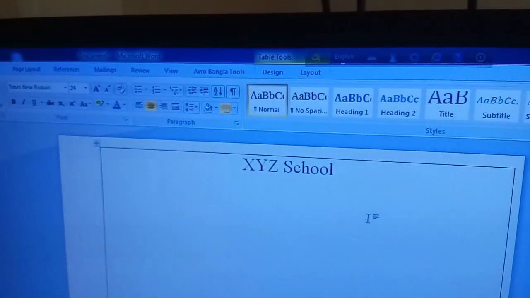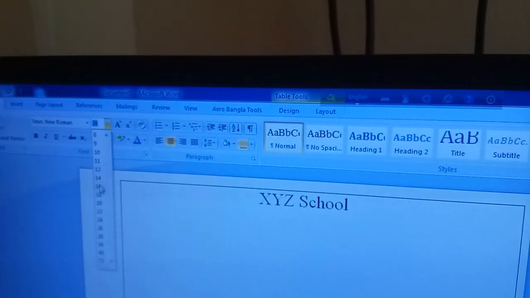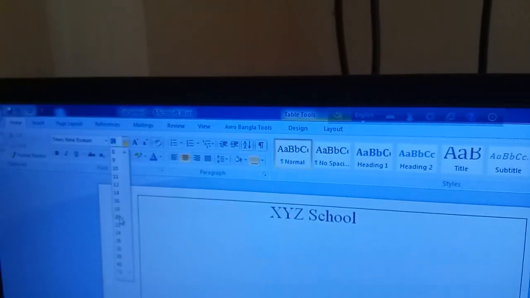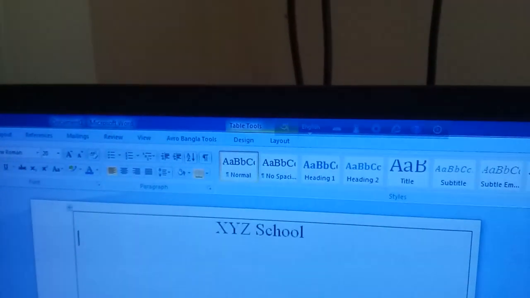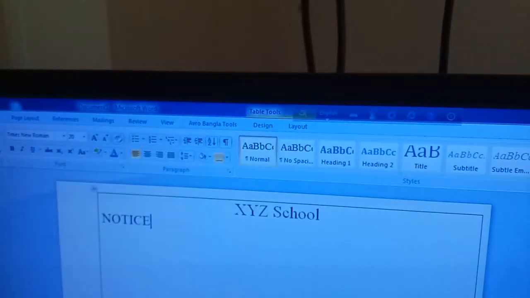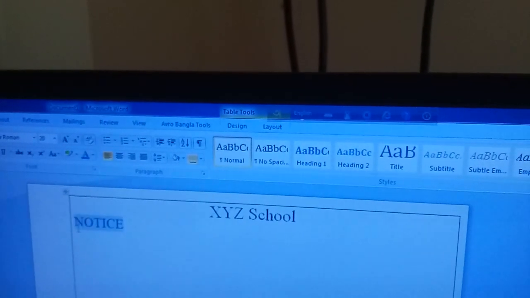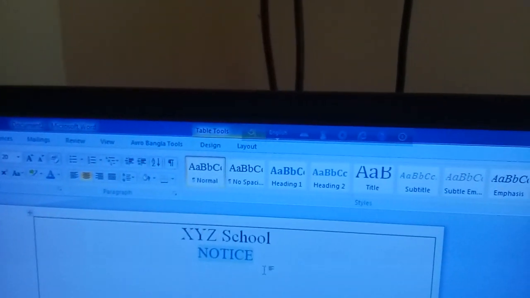Now, in a smaller font, here you have to write notice, and this should be in capital letters. Notice. It should also be written in the middle, just like this.